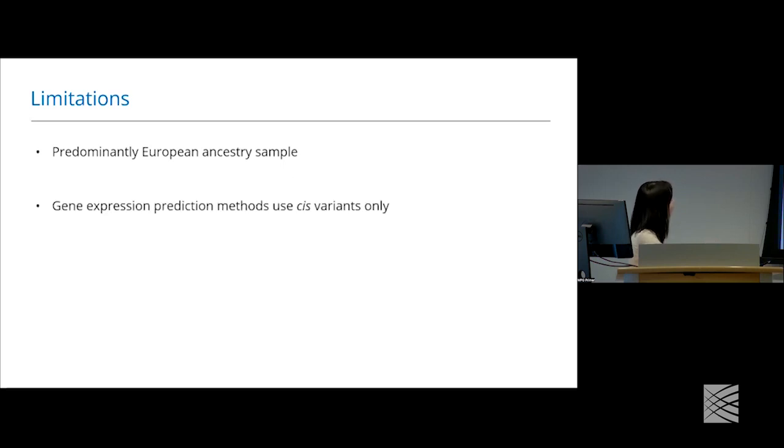And we also note that the prediction models that we used to impute transcriptomes normally only contain variants close to the genes they want to impute. And we know that some genetic variants or regions far away from the gene may also impact a gene's expression level. So we anticipate future methods that leverage trans variants can improve the prediction quality.